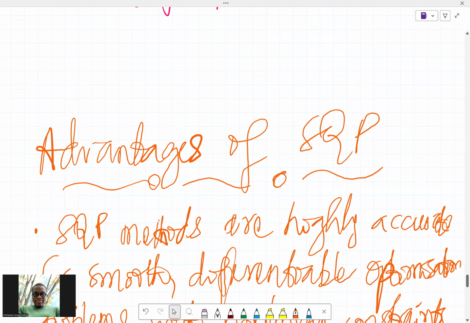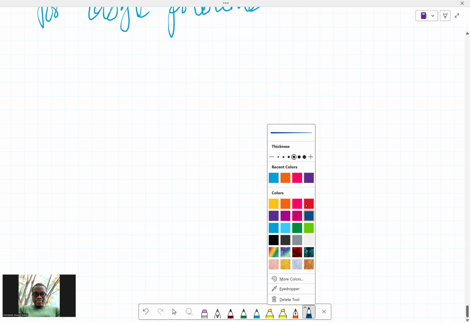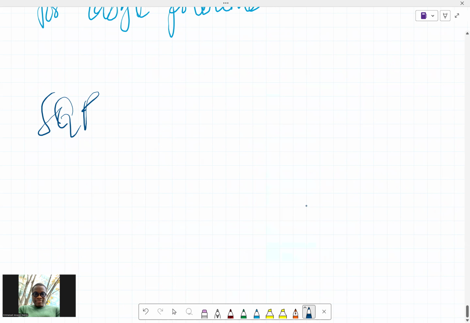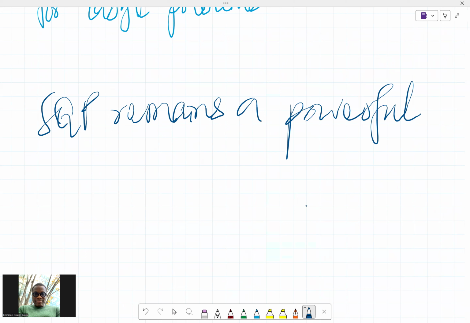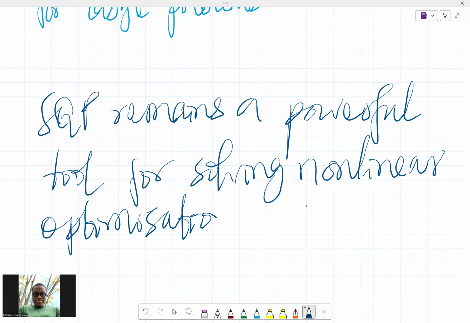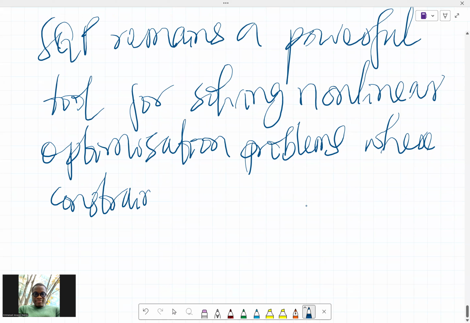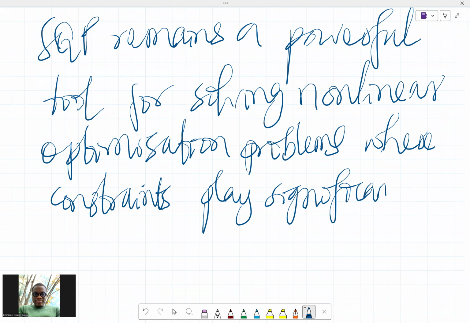Okay, so with that done, you see that SQP remains a powerful tool for solving nonlinear optimization problems where constraints play significant roles.